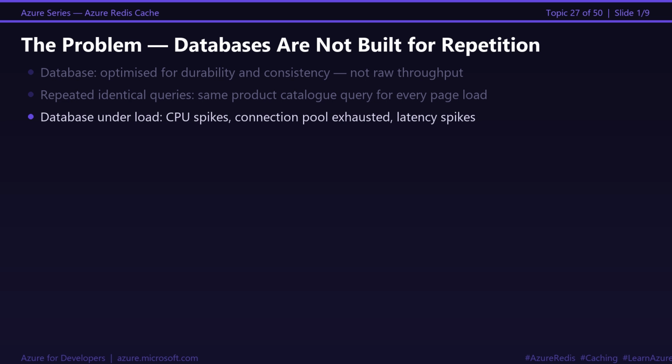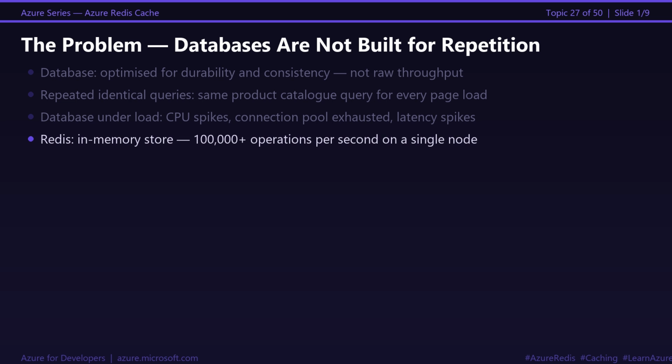Here is the thing. That product catalog did not change in those 60 seconds. You ran the same query 10,000 times and got the same result every time. You paid the database 10,000 times for data that was identical throughout.